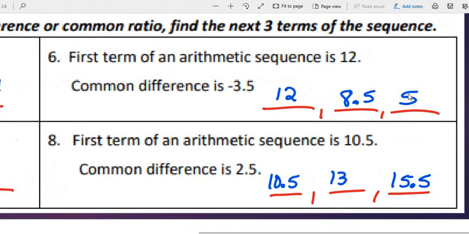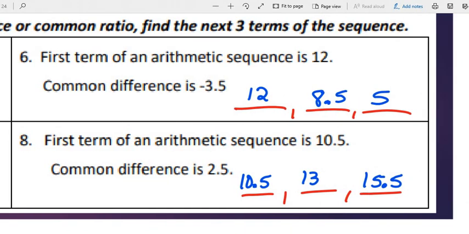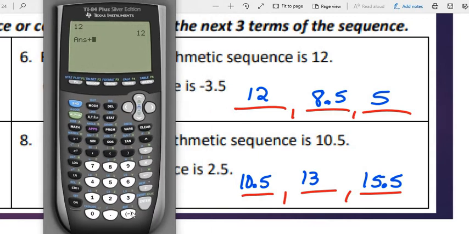You're going to do the same thing for number 6. So on number 6, the first thing you see is the first term is 12. The common difference is negative 3.5. So on your graphing calculator, type in 12, hit enter, and then add your common difference, which is negative 3.5, and hit enter, and there are the 3 terms that you need.